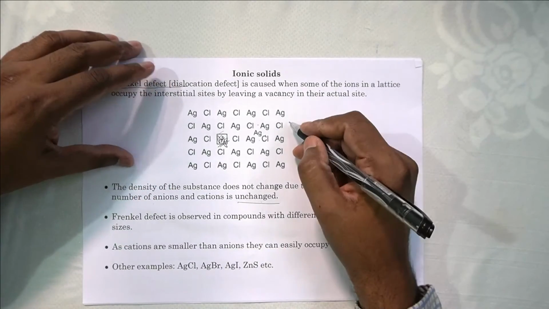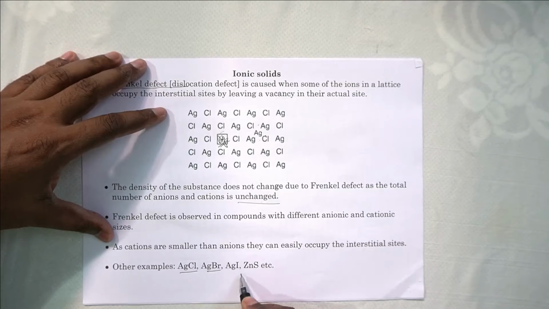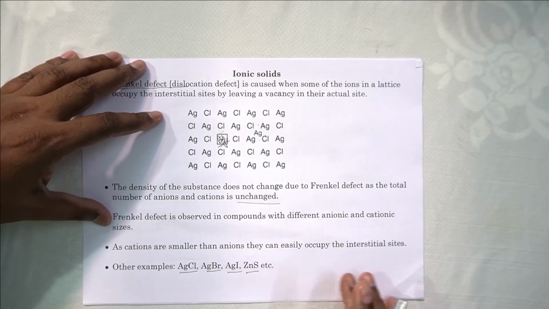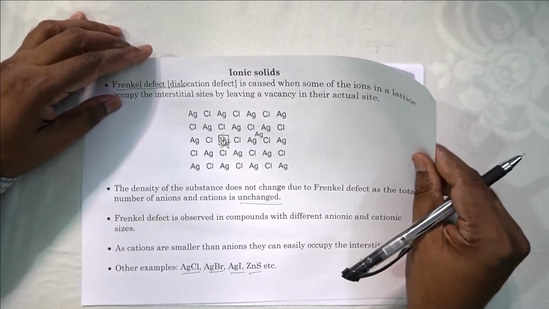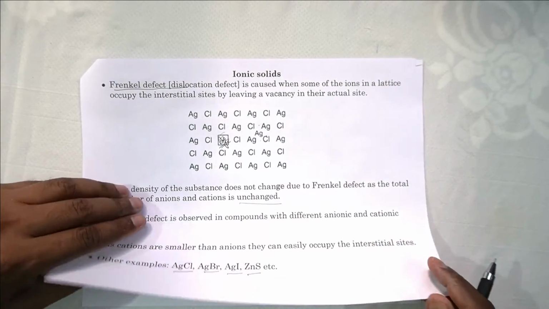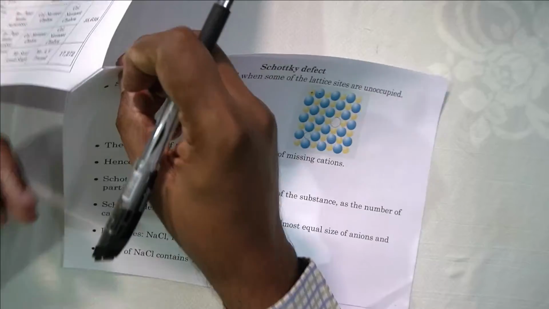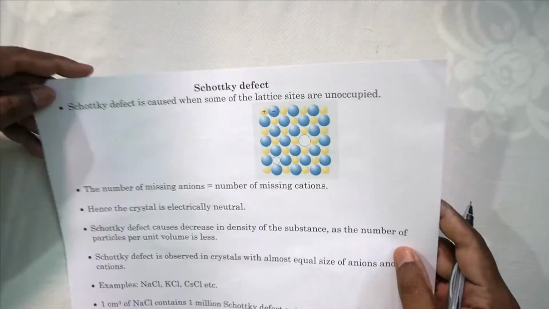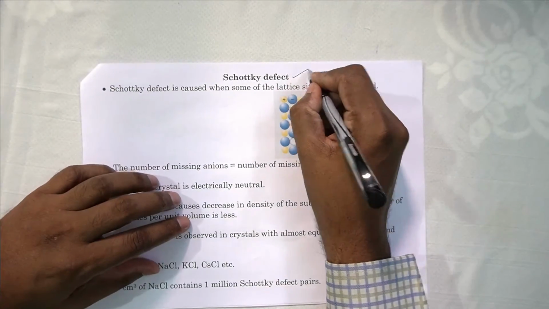Other examples for Frenkel defect are silver chloride, silver bromide, silver iodide, and zinc sulfide. So these are some of the examples. That is about the Frenkel defect, a dislocation defect in ionic solids. Now the other kind of stoichiometric defect in ionic solids is the Schottky defect.